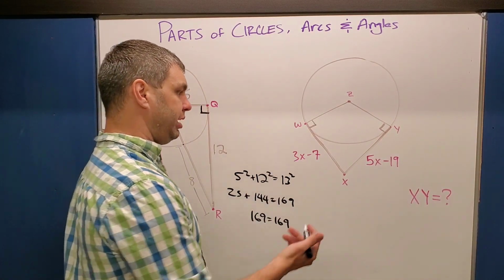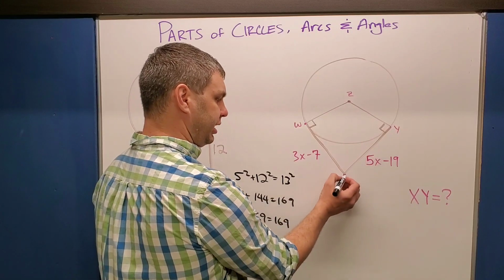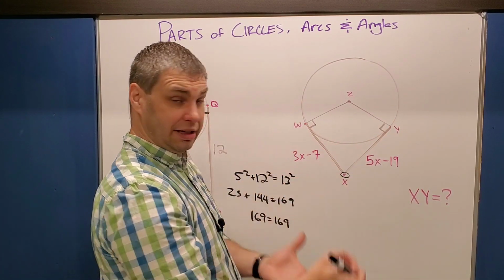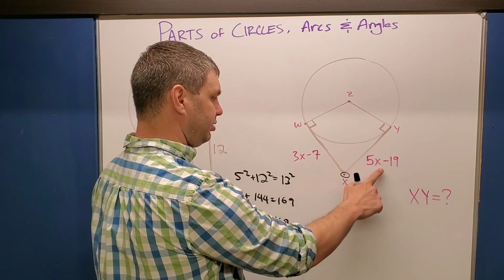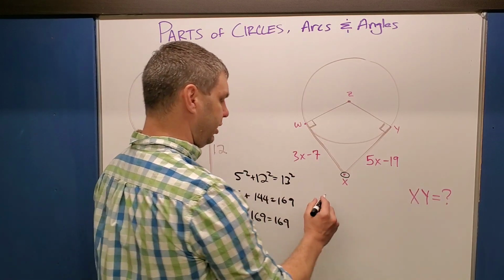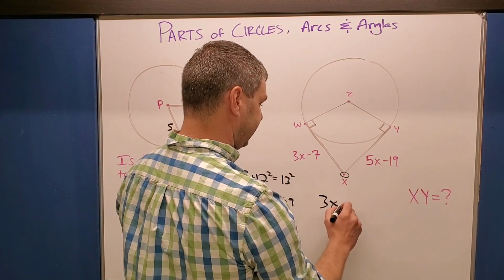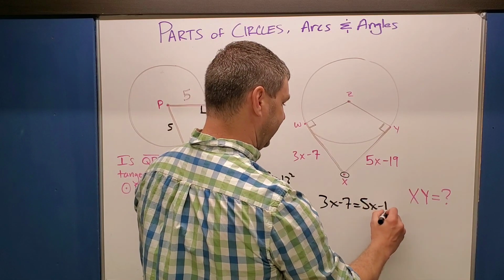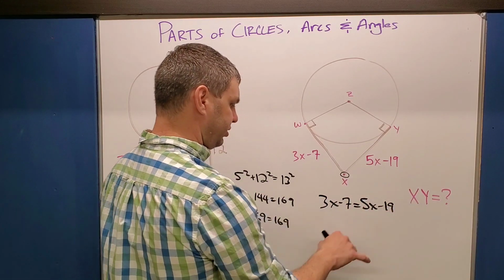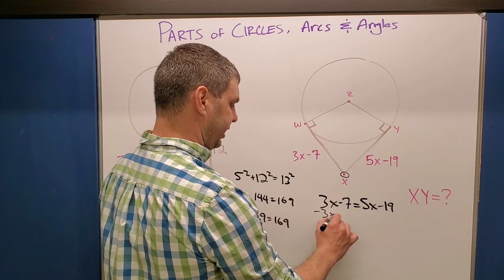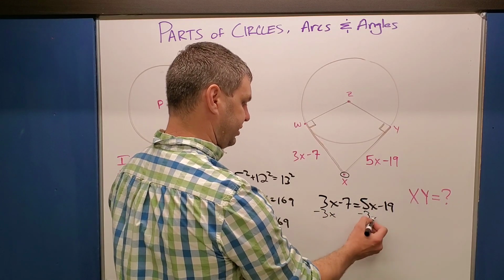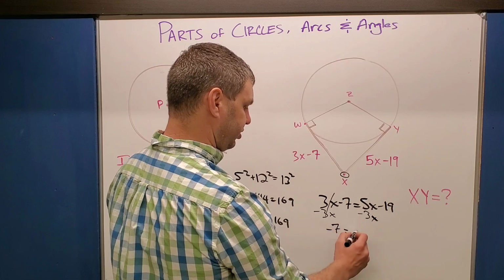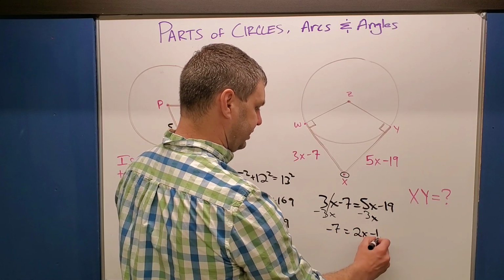So because these are both tangents, as long as they meet at a similar point somewhere outside of the circle, I can set these 2 parts equal to each other and solve. We're going to go 3x minus 7 equals 5x minus 19. And let's solve for x. I like to move my smallest x because it gives me a positive x value. It's going to cancel. Now I have negative 7 equals 2x minus 19.